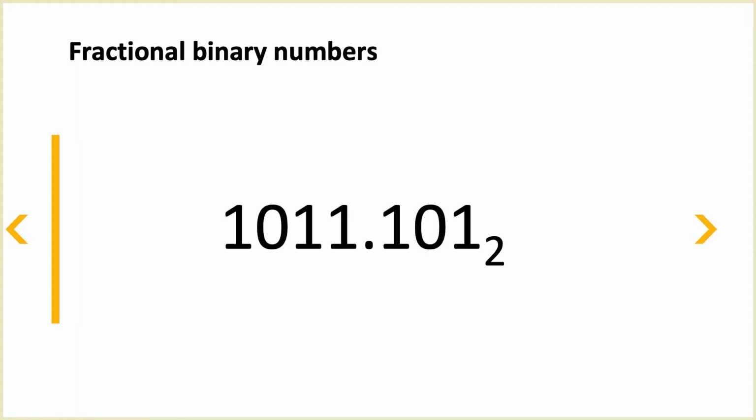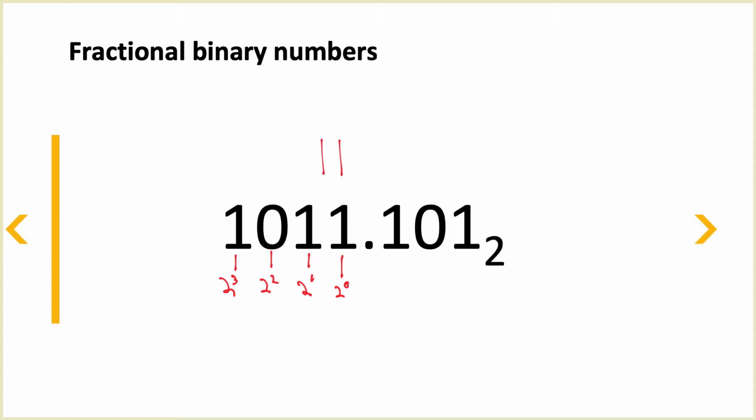So 1011, we've got a weight of 1 in the 2 to the 0 place, so that's 1. We've got a weight of 1 in the 2 to the 1's place, so now we're up to a total weight of 3. We've got a 0 in the 2 squared place, so we're still at 3, and we've got a 1 in the 2 to the 3rd place, so that adds 8, and we have a total of 11.